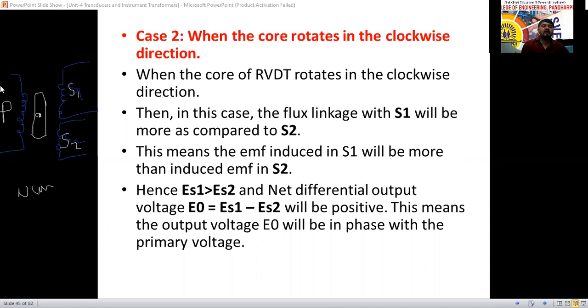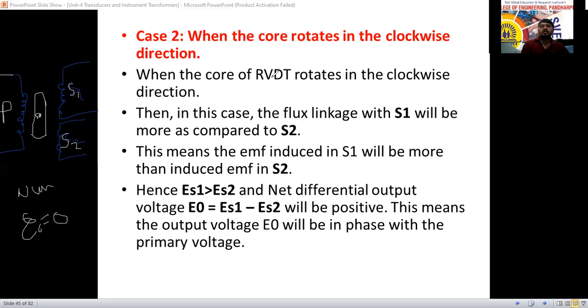At the null position, the primary is given the supply. Because of this supply, mutual inductance is produced and it connects through the core to S1 and S2. At the null position, an equal part is connected to S1 and S2. On that condition, the EMF induced in S1 and S2 will be equal. So the net output will be E naught equal to 0 at the null position.